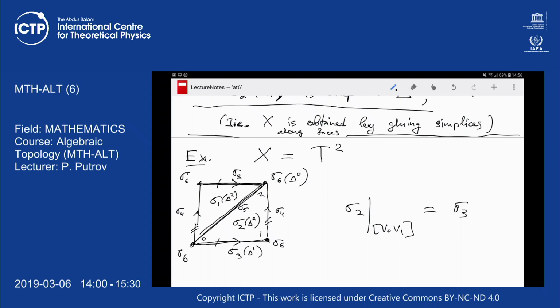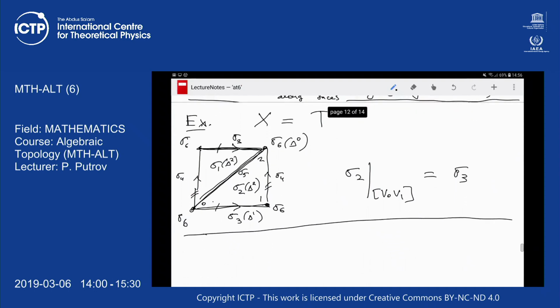So again, the first property means that the sigmas are injective on the interiors of the simplices. Here the simplices are triangles, intervals, and points. And the second property means that if you restrict to any subsimplex, we will get some other sigma. Questions?